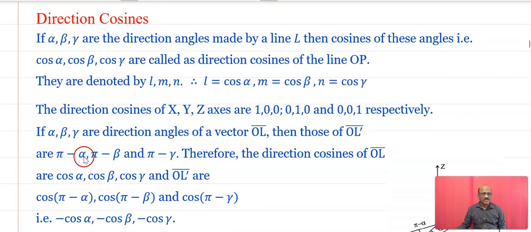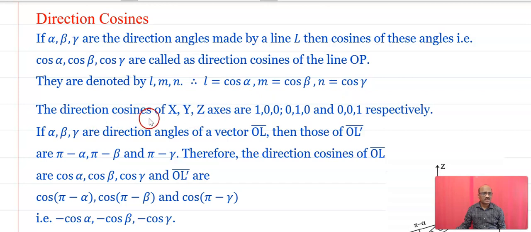Now the direction cosines. If alpha, beta, gamma are the direction angles made by a line L, then the cosines of these angles, that is cos alpha, cos beta, cos gamma, are called the direction cosines of the line OP. They are denoted by L, M, N. L is equal to cos alpha, M is equal to cos beta, N is equal to cos gamma.